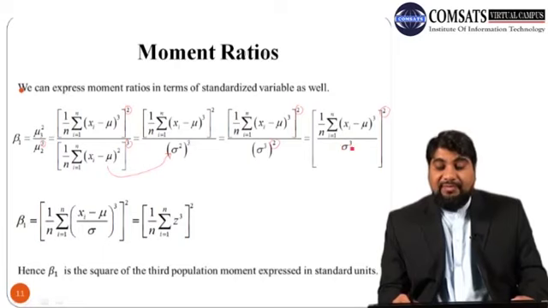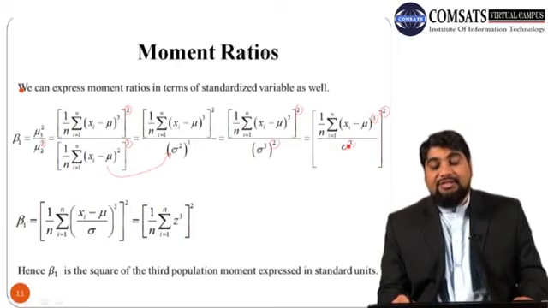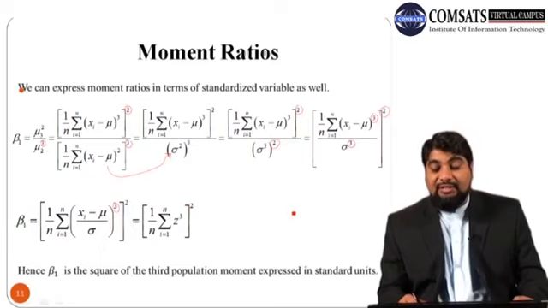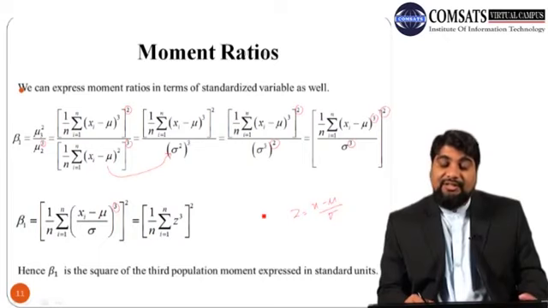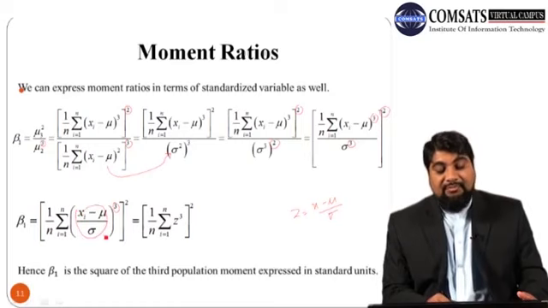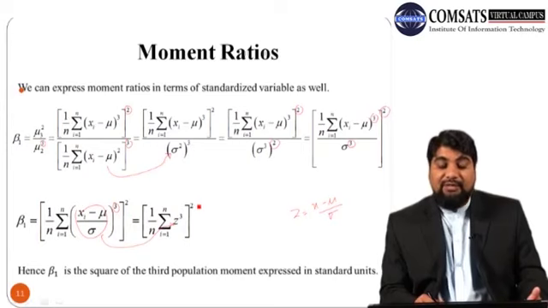So in the next step, since we have a cube here and this sigma is a constant, we can divide this sigma by each element of x minus mu. So just shift this sigma here and put it inside the cube of this whole expression. And remember that this x minus mu over sigma is z, which is a standardized variable. So just replacing this x minus mu over sigma by this z, we get 1 over n as it is, summation 1 to n, this z cube and whole square.